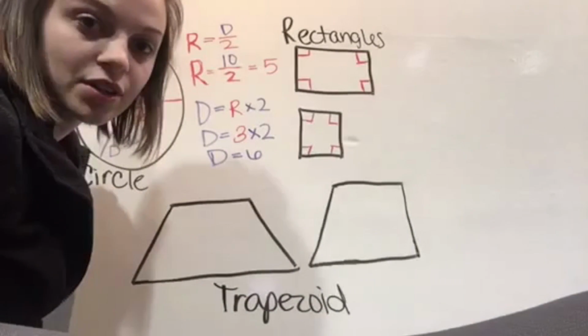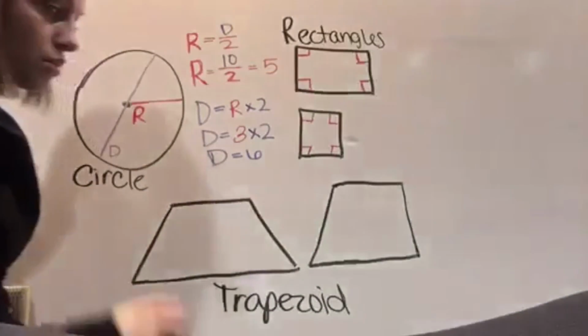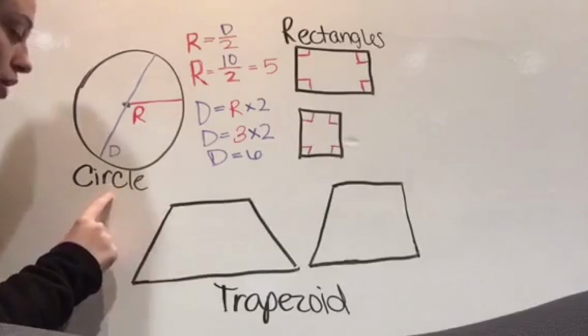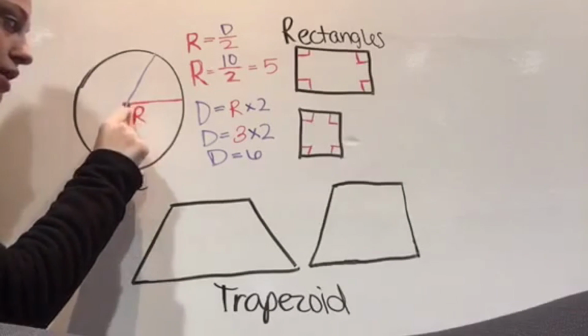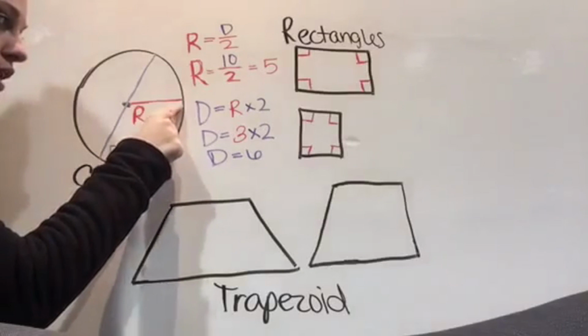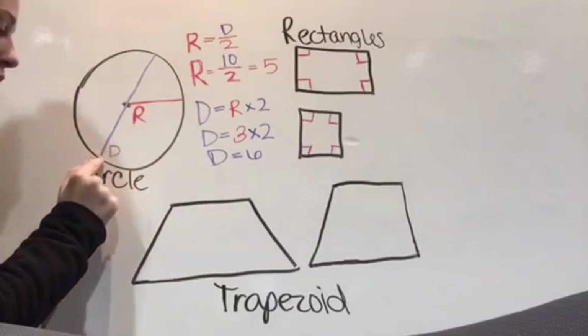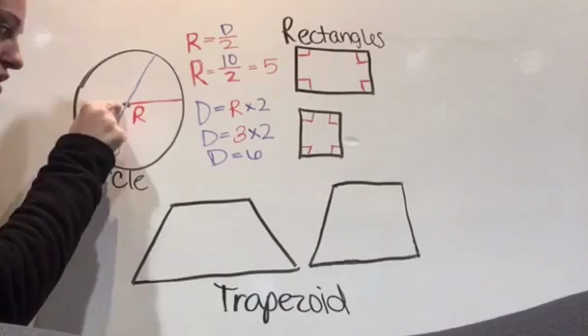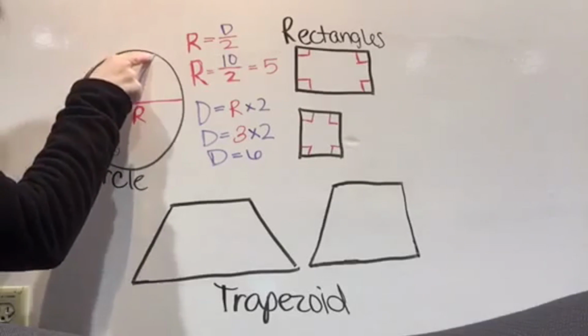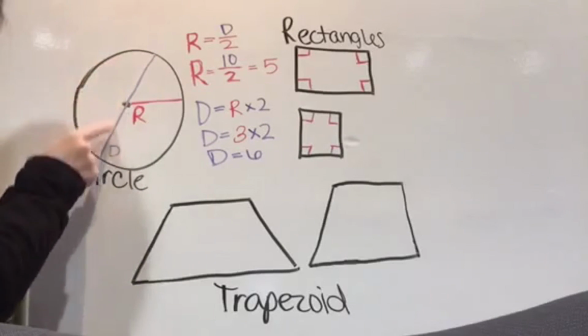Hi guys, today we are going to learn about shapes. So I am going to start by teaching you about a circle. A circle has a radius, which is from the center point out to the edge of a circle. And the diameter is from one side of the circle through the center point all the way to the other side of the circle, as you can see here.